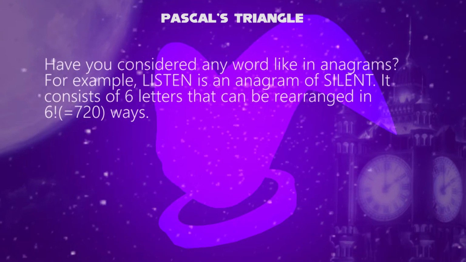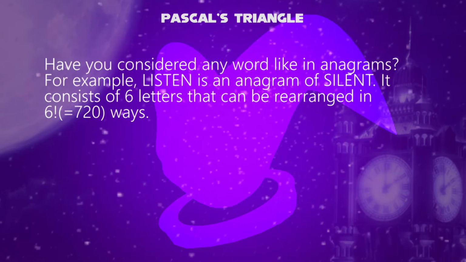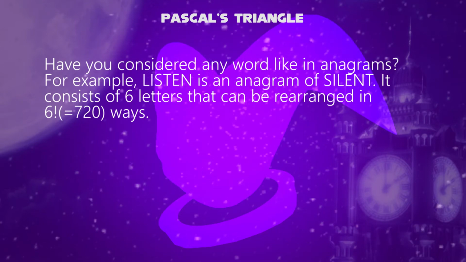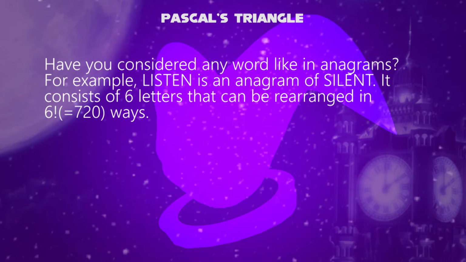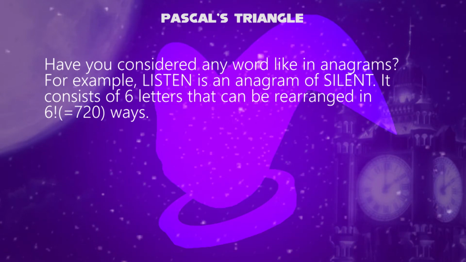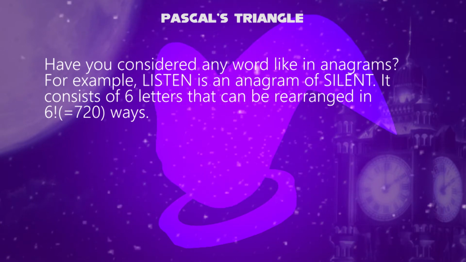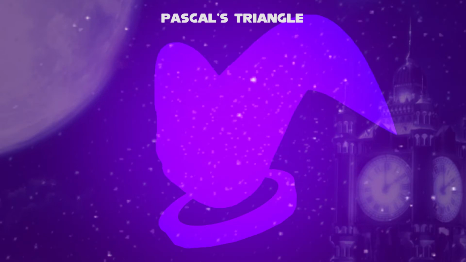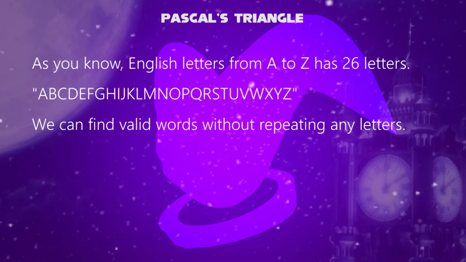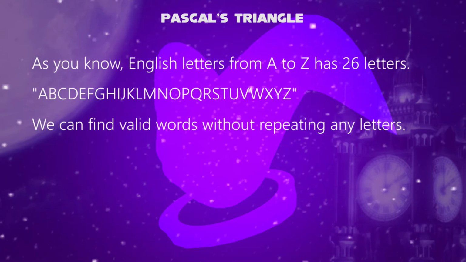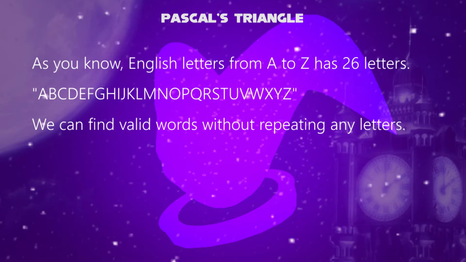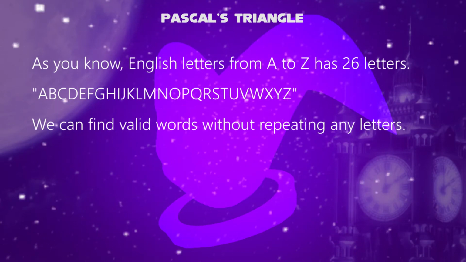We can consider any word, for example, making anagrams, like listen turns into silent. The word listen consists of 6 letters, and we can interchange them in many ways. That is 6 factorial, equals 720 ways. As you know, English letters consist of 26 of them. How many valid words can you make without repeating some letters? You can learn from the English assistant. Let's find that guy.